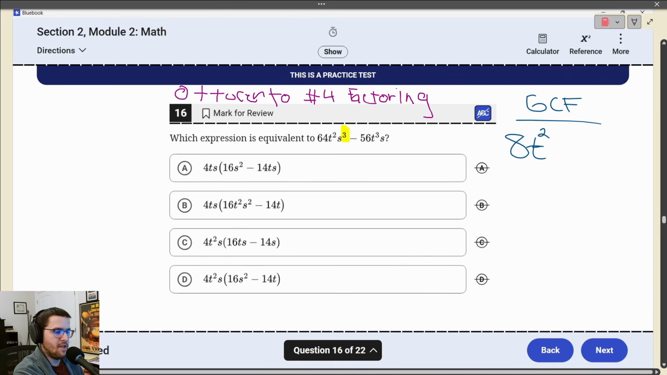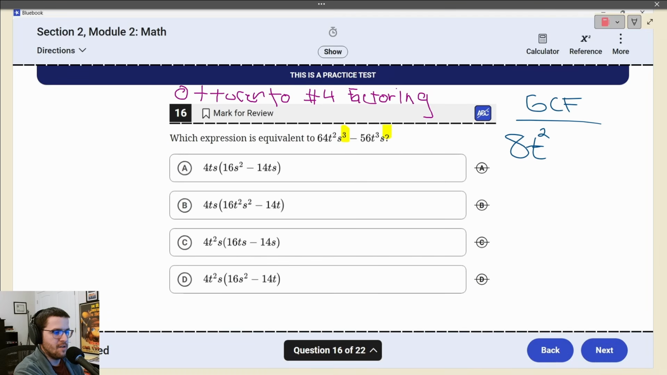And now we're going to look at the s's. So there's 3 and there's 1. The least out of that is just s to the 1. So we're going to pull out s to the 1 or just s. Okay, so now to do the rest, we are going to pull out 8t squared s.